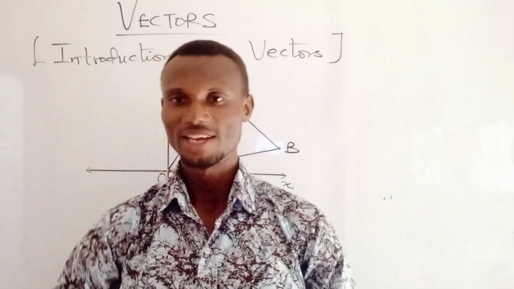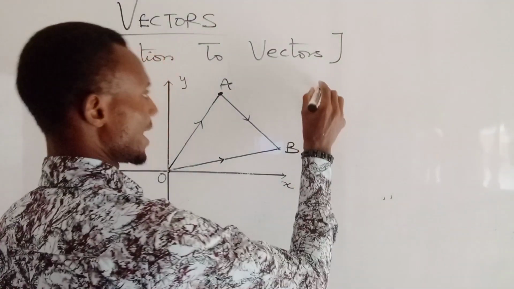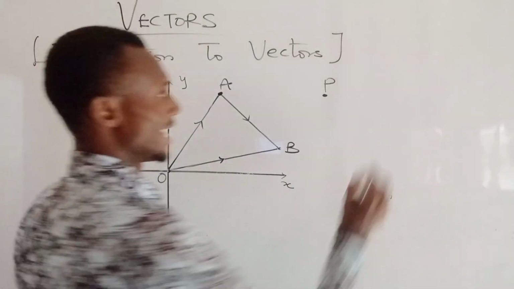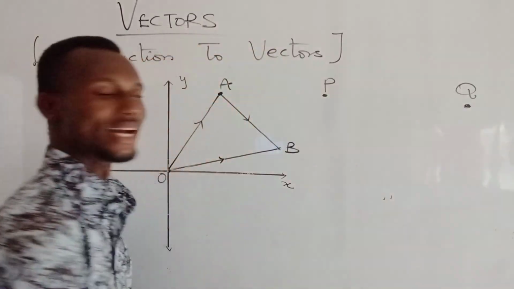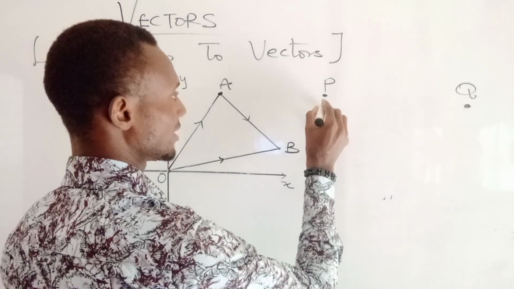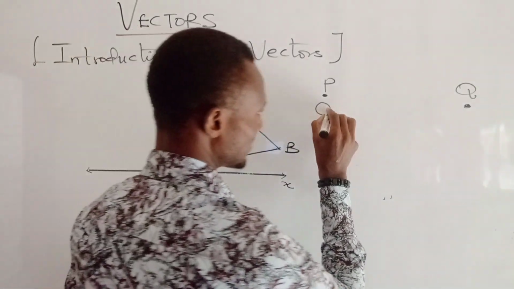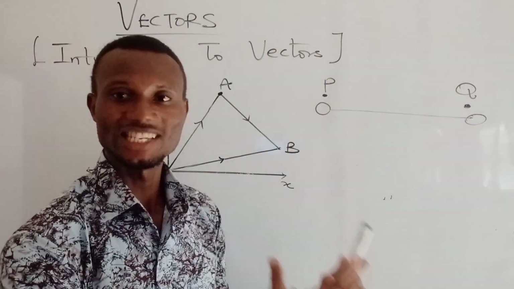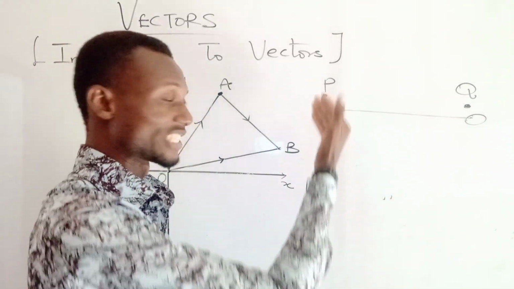Let's go on the board so that I can do a further explanation. Let's say I have a point P here, and let's say I have point Q here. This is my point Q. Let's say I have an object at point P, let's say a ball there. I move this ball from point P to point Q. You can see that there has been a displacement of the ball, because the ball was initially at point P.